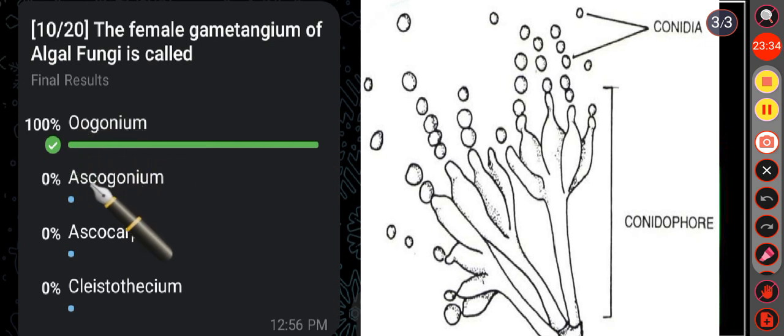Then see the other option, that is Ascogonium. Ascogonium is the female sex organ in Ascomycetes fungi. Then in option C, that is ascocarp. Ascocarp is the fruiting body of the fungal group Ascomycetes. Then last one, the Cleistothecium. Cleistothecium is a closed fruiting body of Ascomycetes fungi. And here the female gametangium of the algal fungi is called oogonium.